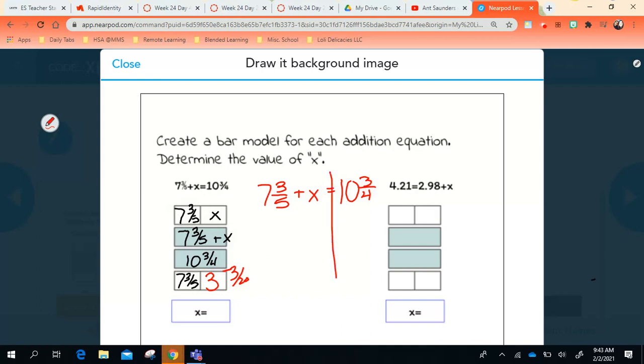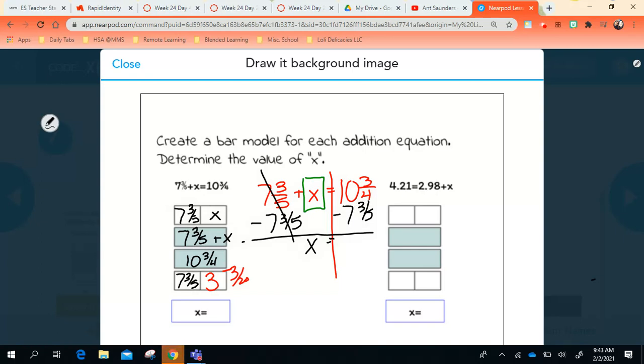So if I'm doing the inverse and I want to get x by itself, we said we have to subtract. So I am subtracting 7 3/5, which gives me 0. I bring down my x. Then I do 10 3/4 minus 7 3/5.